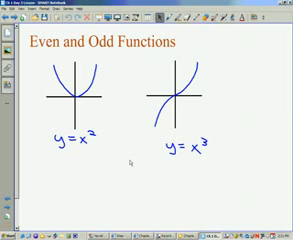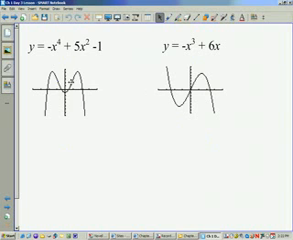Hello and welcome. Today we're going to learn about even and odd functions. If you look at the function on the left, this is an even function. The function on the right here is an odd function.